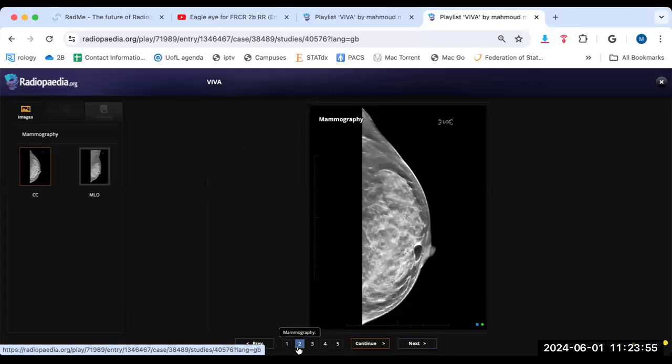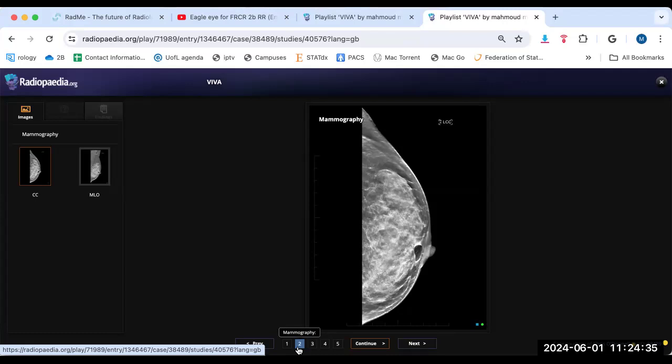Which side is this mammogram? This is the left side. Okay. Can you see any abnormality here? This is a craniocaudal view of the left breast. It is dense fibroglandular tissue. I can see microcalcification in the outer part of the breast. Also, there is microcalcification in the inner part. There is no nipple retraction, no skin thickening.